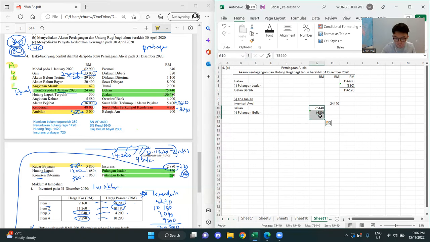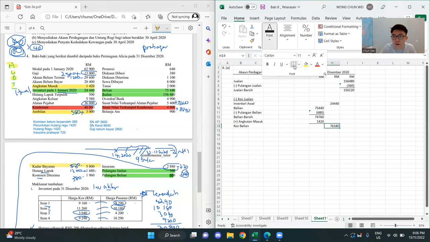So this one you add up first. 74,760. This is your belian bersih. And then here you add your AUDI. Here we only got one of the AUDI, which is your angkutan masuk. Remember, it's masuk, bukan keluar. It's angkutan masuk, 1420. Okay, so you add them up and put to here. 76,180. So you label it as your kos belian.